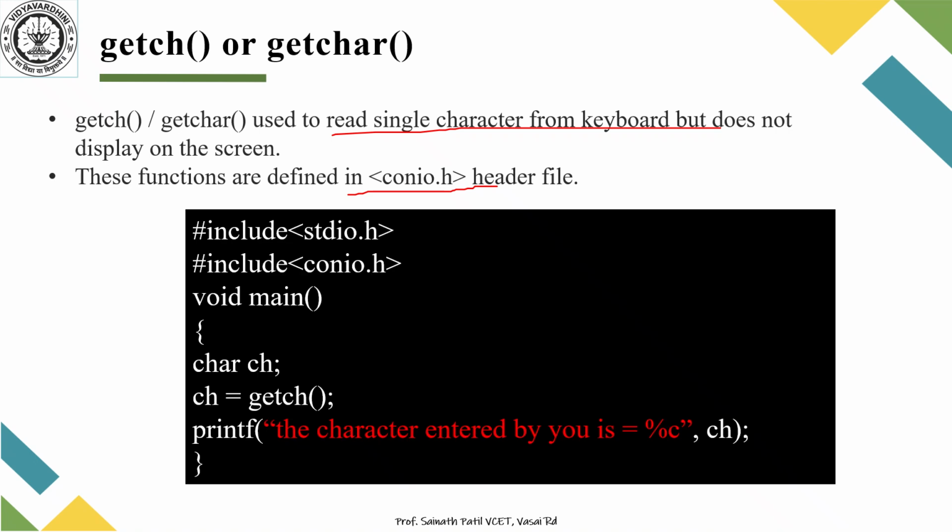For example, we have the stdio.h file included, conio.h one more required, and in the main function we declare one character ch. So we use either getch or getchar to read a character and it will be assigned to ch. Now using printf we display what character we entered. So in printf we simply type the character entered, this is the string, that means message, equal to %c, that is the format specifier. In place of this we simply type ch, the variable name, so the value of ch will be assigned over here.